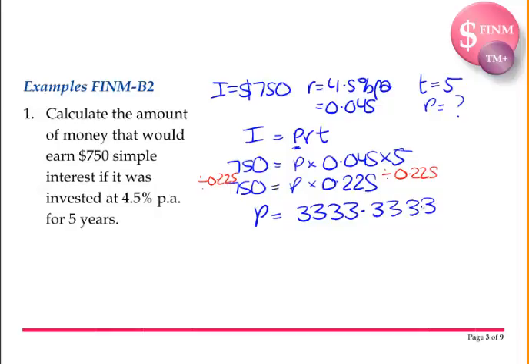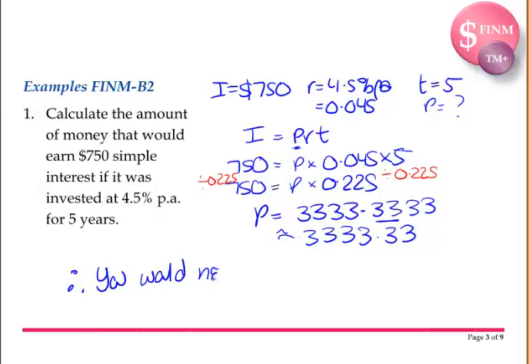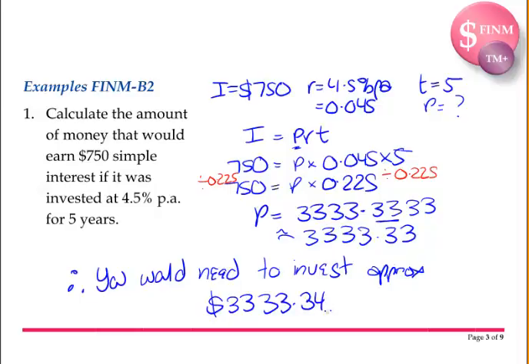Okay, now you should realize that when you're recurring, you only want 2 decimal places because you're talking about money. So you're going to approximate it, and I should put my approximately equal to sign, to $3,333.33. So therefore, you would need to invest approximately $3,333.34. Sorry, 33 cents. Now I'm going to explain why I did put 34 cents.